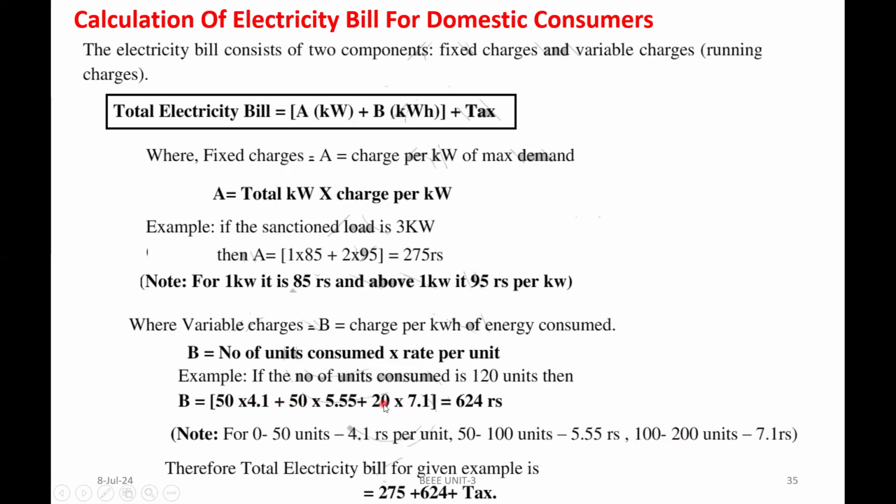The total is units into rate, plus the next units into rate. Different subsections you have to split out, because for different units there are different tariffs. That gives 624. Therefore, the total electricity bill for the given example is fixed charges 275 rupees plus variable charges 624 rupees, in addition to tax. This is the total electricity bill you have to impose on the industrial consumer.